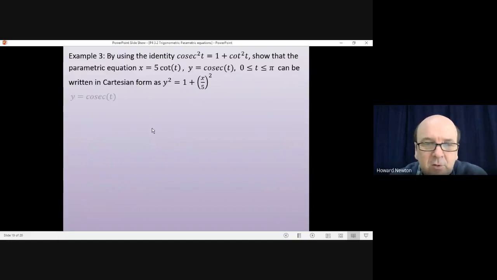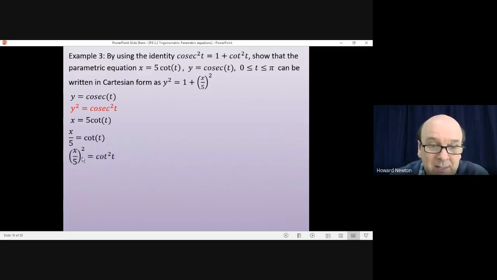Okay, let's have a look. So we're given y equals cosec t. That means y squared is equal to cosec squared t. And I've found that because I know what I'm heading towards. I want y squared. x equals 5 cot t, we're given that in the question. That means x divided by 5 is equal to cot t. That means x divided by 5 all squared is cot squared t. And that means 1 plus x over 5 squared is 1 plus cot squared t. And I found that because I knew that it was what I needed to find. We were told in the question that that's what we were heading towards.